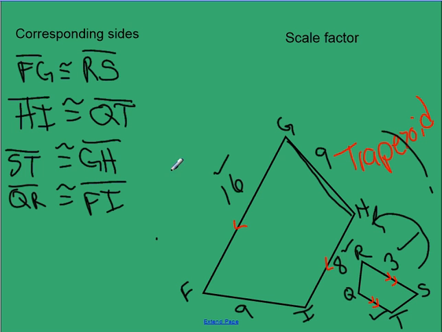Now to find the scale factor, we choose one of our pairs of corresponding sides, but I only have one choice here because this second shape only gives me one side length, a side length of 3. So I have to use the sides RS and FG right here because those are the only sides that I have enough information for. I'm going to make a ratio of the larger side to the smaller side, and then that is going to give me a scale factor of 1 to, 16 divided by 3 is 5 1/3. So our scale factor here is 1 to 5 1/3.